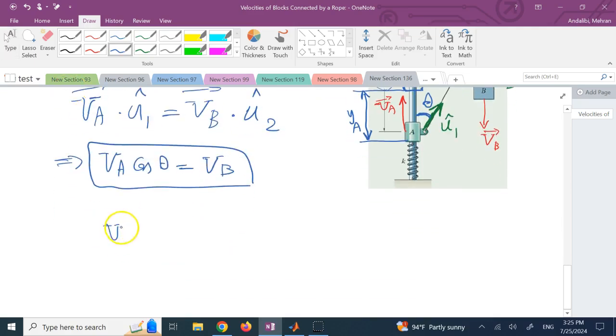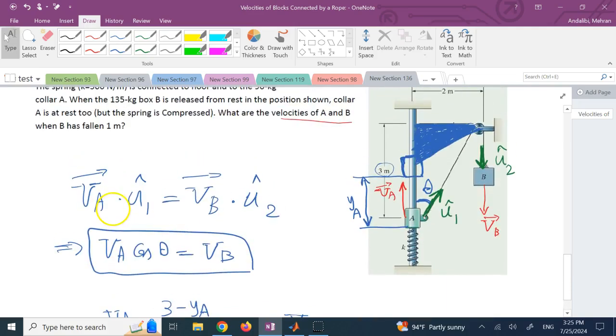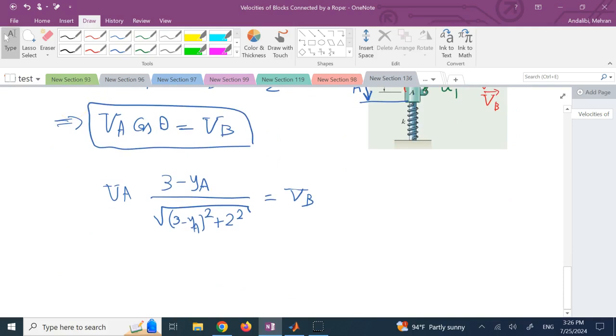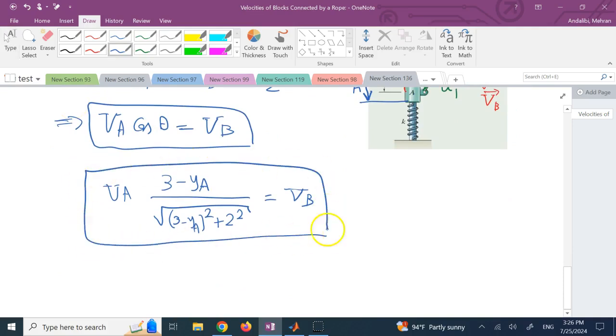So you get VA times 3 minus YA, the adjacent, divided by the hypotenuse. This is equal to VB. And as I said, the hypotenuse is 3 minus YA squared plus 2 squared, right? Because this distance from here to here is 3 minus YA, and this other distance is 2. So that is the relation you can find between VA and VB, okay? This is the relation, and you clearly see it does depend on the location of A.